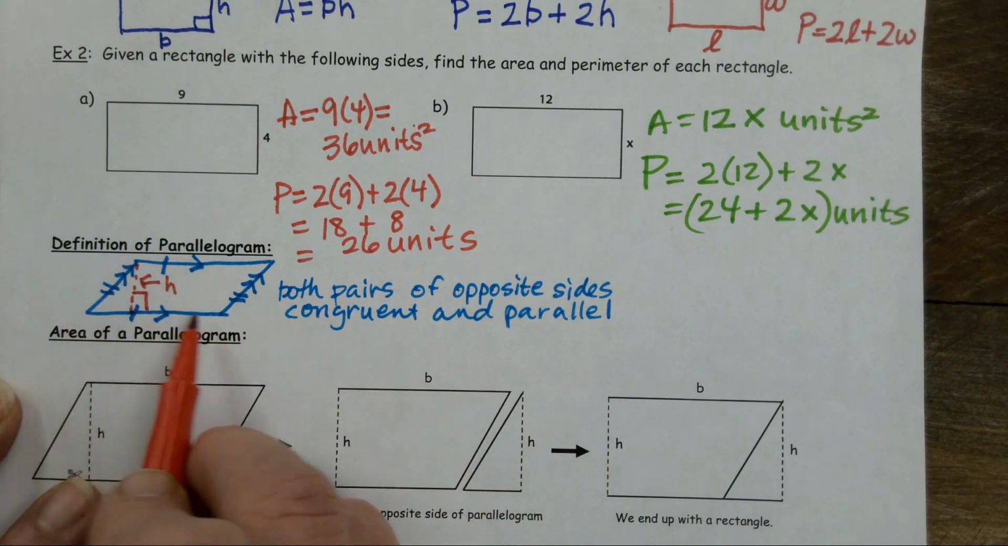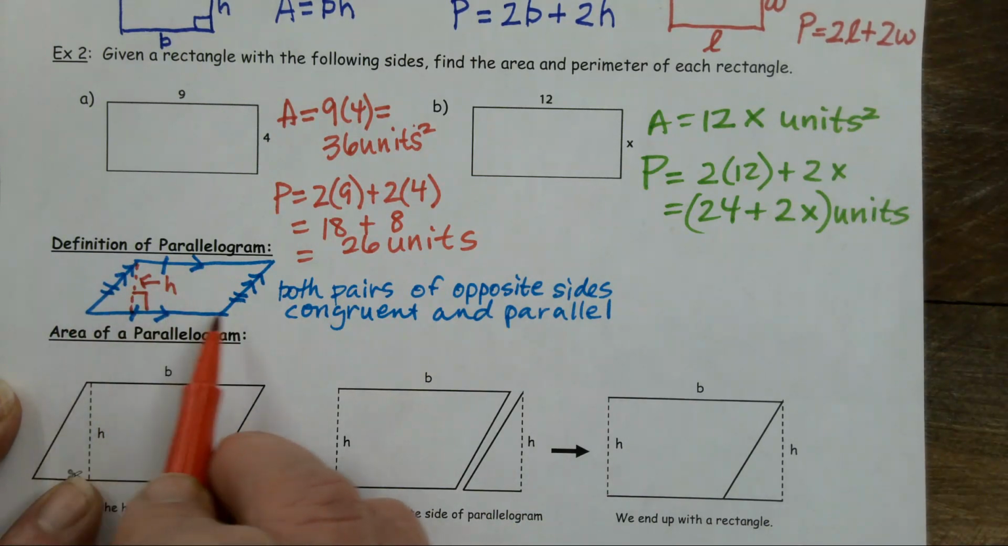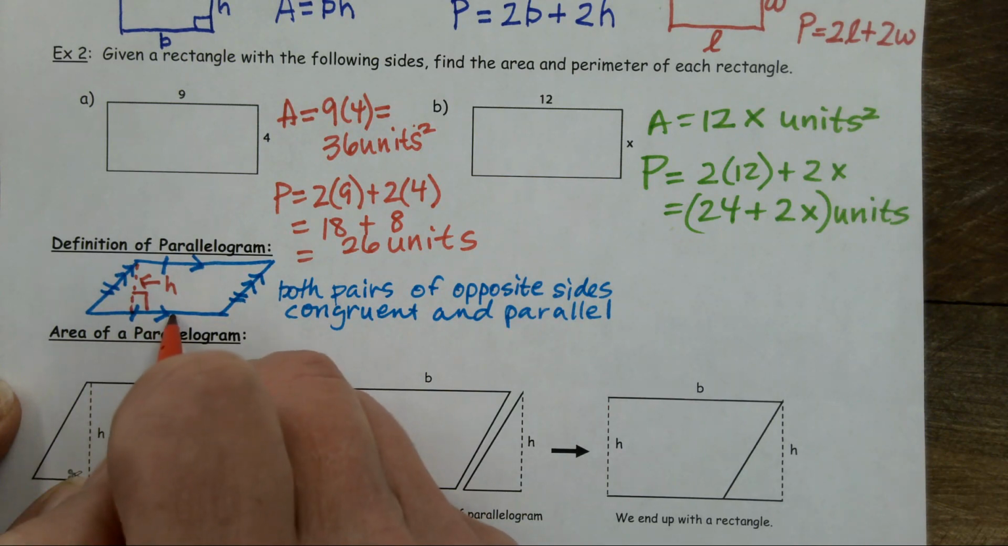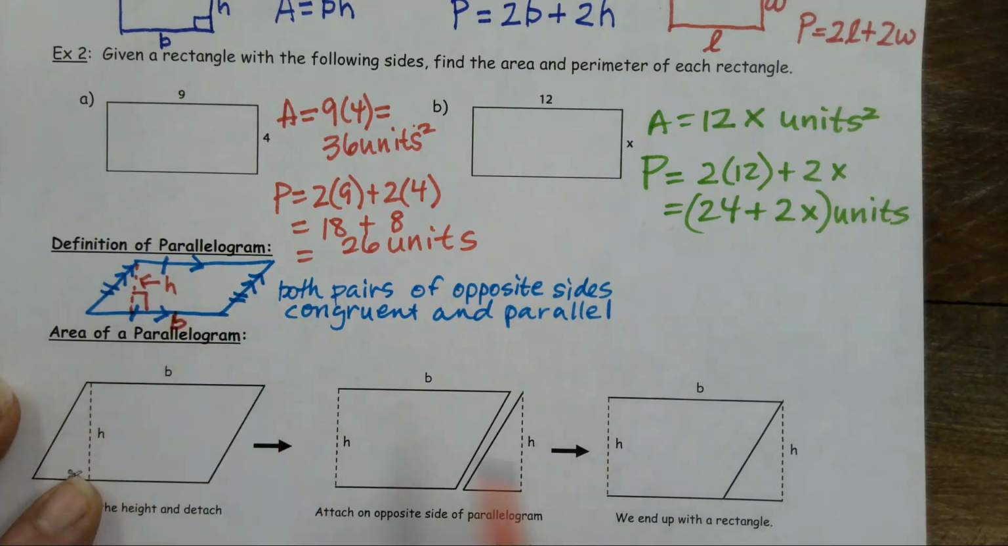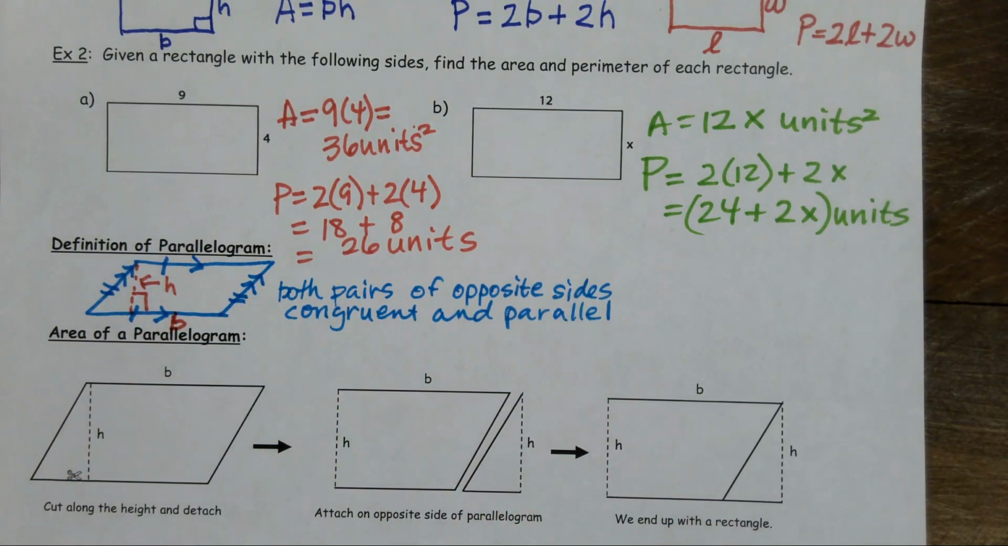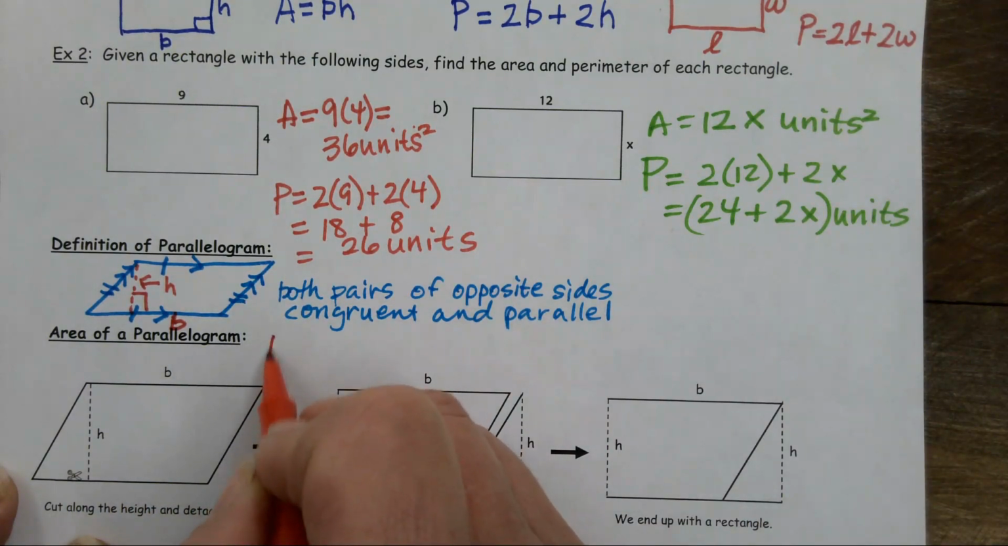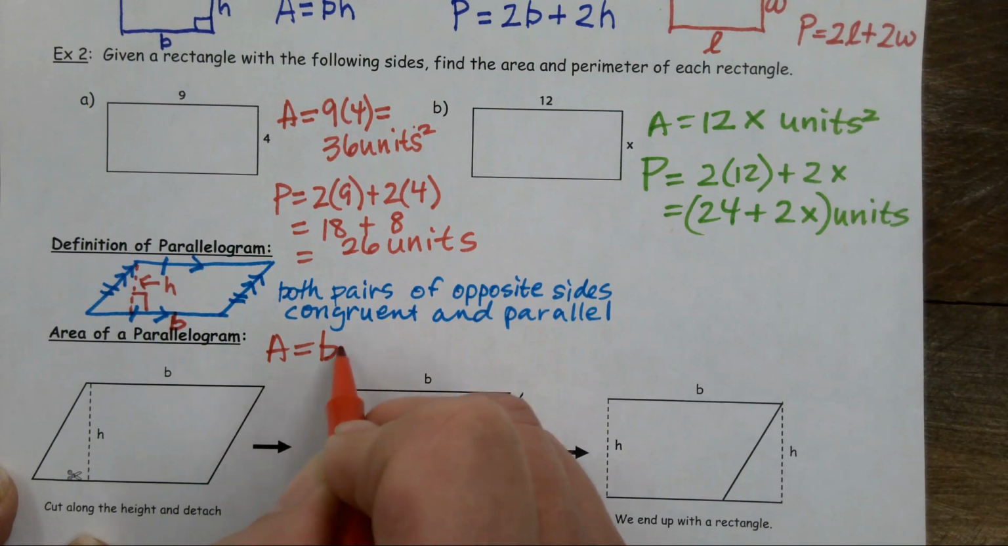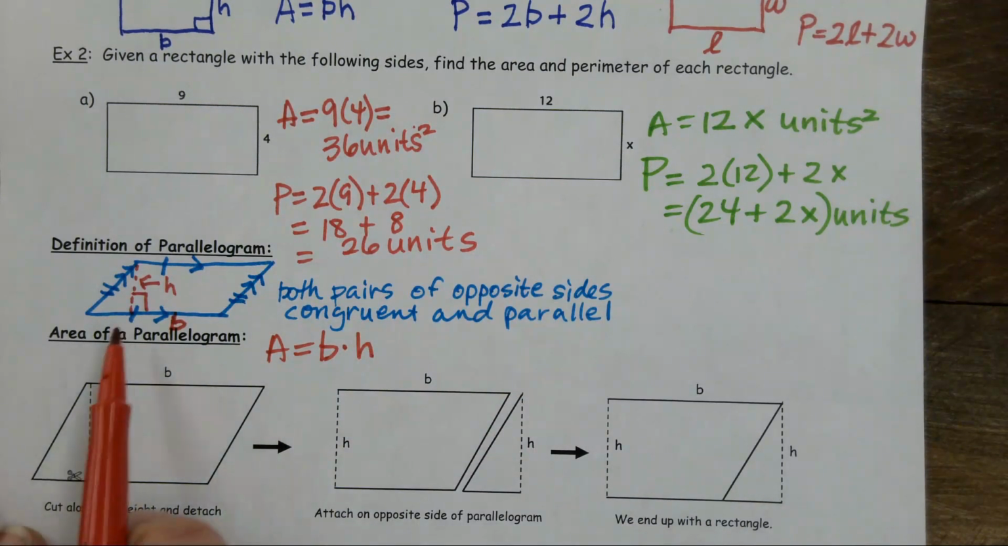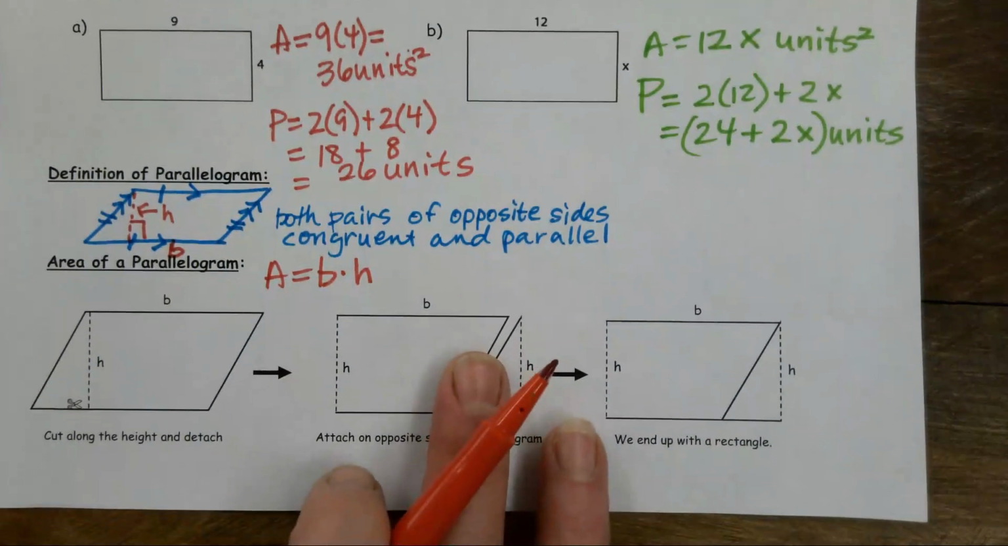The side that the right angle hits will be my base. So when I do my area, I'm going to still use the base times height formula. It's just that my base has to be in a different spot. So my area is base times height, or my height rather is in a different spot. It's not a length of a side.